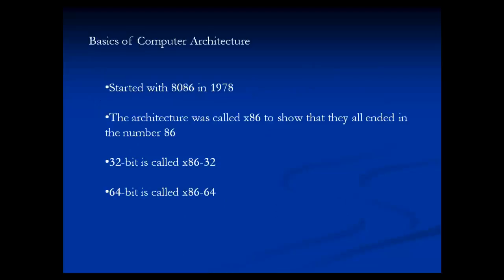So let us try to understand the basics of computer architecture. We started with 8086 processors in 1978. It's the x86 architecture, and was called x86 to show that they all ended in the number 86. We used to have 32-bit processors, and those are called x86-32. This is the representation for 32-bit processors, and for 64-bit processors this is the representation, x86-64.